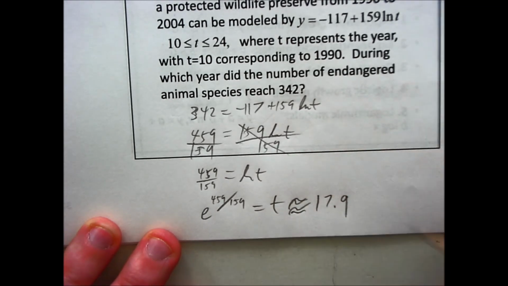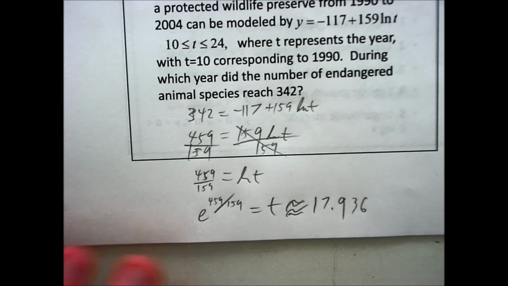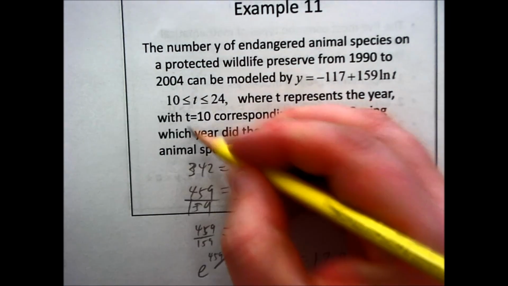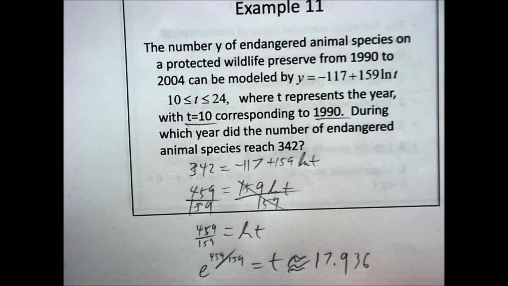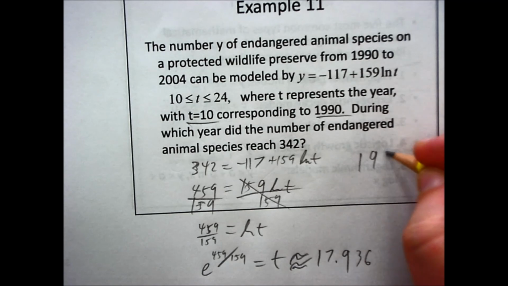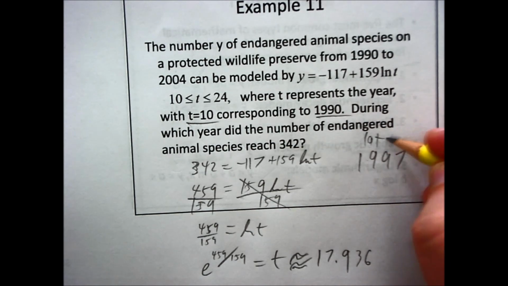Yeah, 17.936. You just want to round that up to 18, talking about years. But it says during which year. So would you want to round it? No. The question is, during which year would that be? Add 17 to 1980, what? 1997. It says t equals 10 is 1990, right? So 17 years from 1980, in other words, 7 years after 1990, would be 1997. When in 1997? Yeah, so late 1997, somewhere in there.